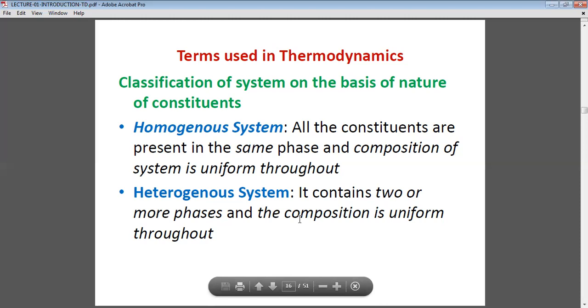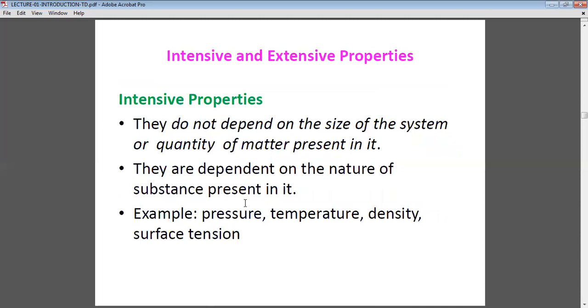Okay, so it cannot be in one state, so we call it a heterogeneous system. Coming to the properties, there are intensive properties and extensive properties of the system. Intensive properties are the properties which do not depend on the size of the system or the quantity of matter in it, and they depend on the nature of the substance present. For example, pressure, temperature, density, and surface tension are taken as intensive properties.